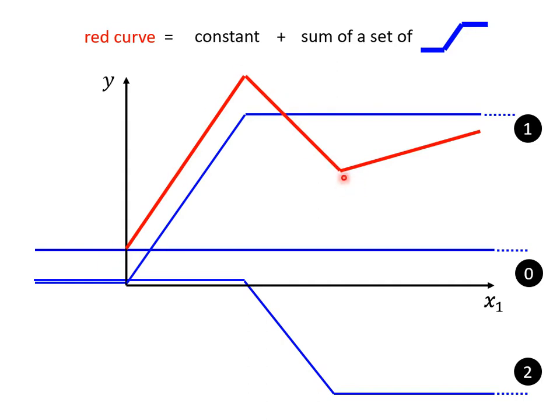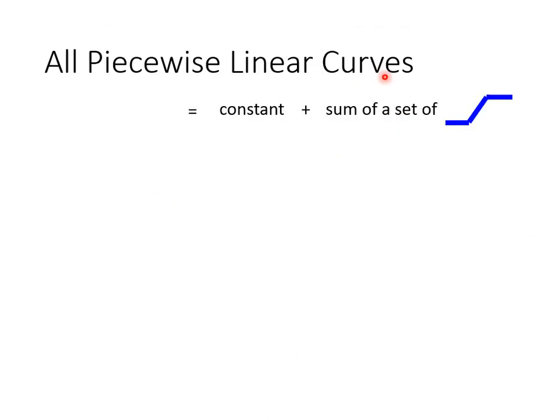Next, we look at the third section. How do you create the section after the second turning point? You can add a third blue function. This third blue function will have its slope starting point at the same place as this turning point. The slope here will be the same as the slope here. Okay, then after you sum 0, 1, 2, and 3 up, you'll get the red line. So the red line can be seen as a constant, plus a bunch of blue functions.